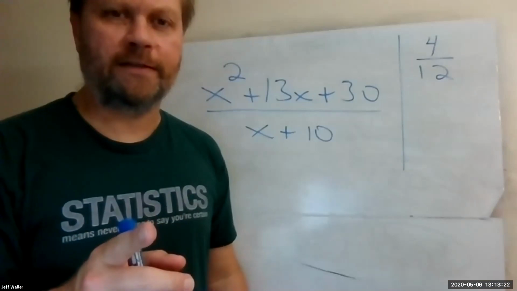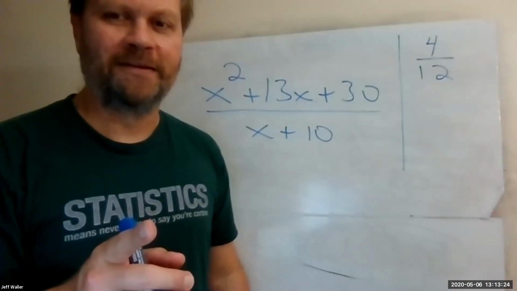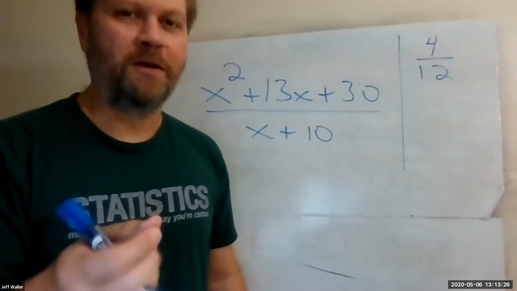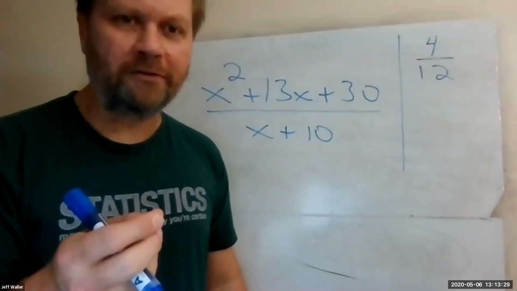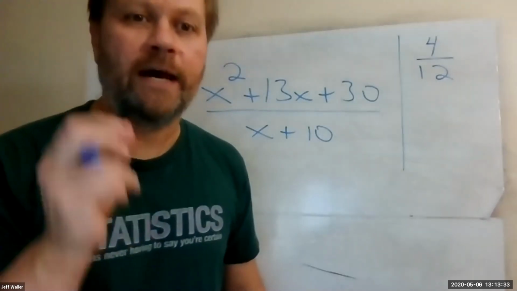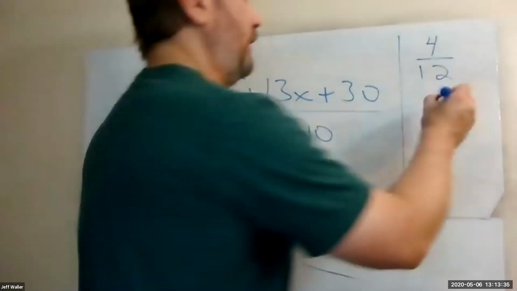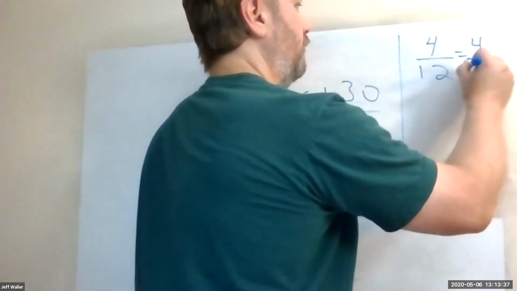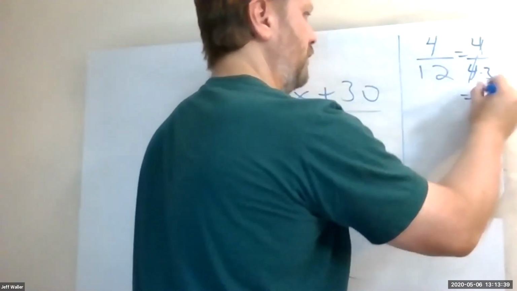Yes, 1/3. Why can I do that? I know it's a weird question, but why can I do that? Because 12 has a 4 in it, right? And when I say 4 in it, I mean multiplicatively. So this is obviously going to be 4 over 4 times 3, so those cancel and you get 1/3.